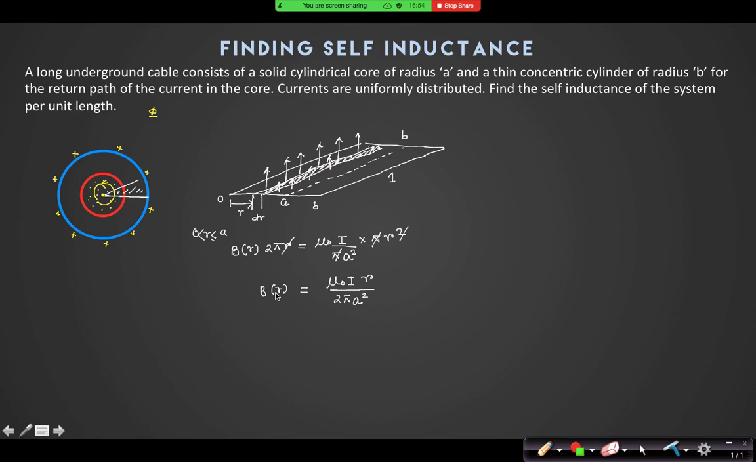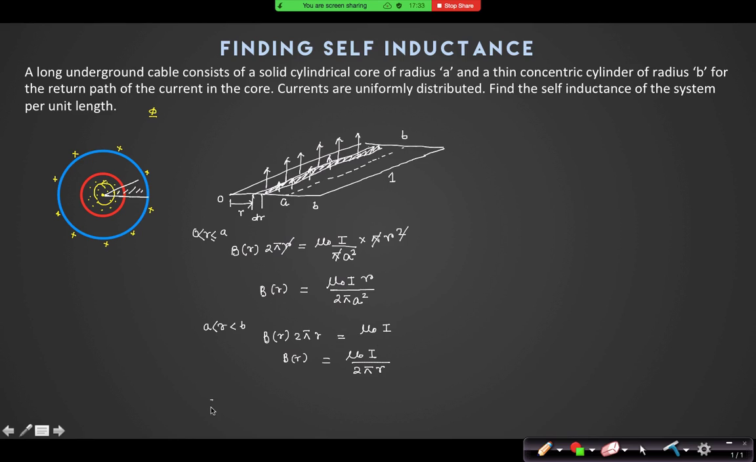So that is B_r for r less than a. And for r greater than a and less than b, what can I say? For that, the magnetic field B_r into 2 pi r is equal to mu naught into I only, yes or no? Yes, sir. So B_r is equal to mu naught into I divided by 2 pi r.